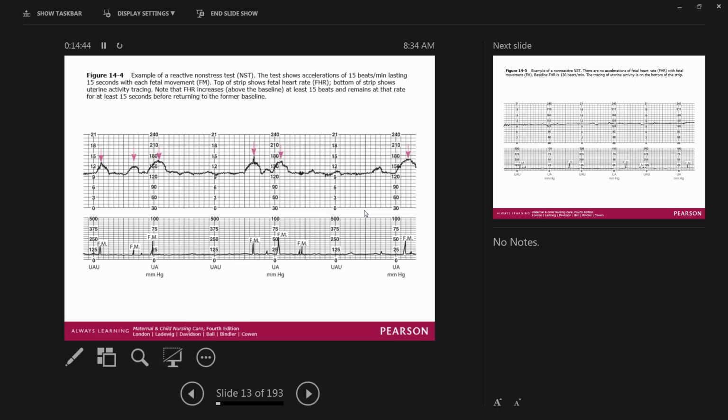Now here's an example of a reactive non-stress test. The baby passed. We have all these marks down here that say FM. So those indicate fetal movement because mom felt it and we gave her a button and she pushed it every time she felt the baby move. And in response to these fetal movements, we have accelerations. Okay? So, yay. This looks beautiful.